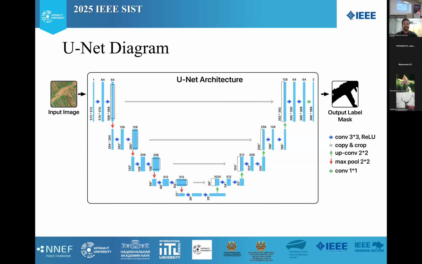Okay, so I'm going to explain the UNet diagram now. Here you can see we are inputting the input image first.